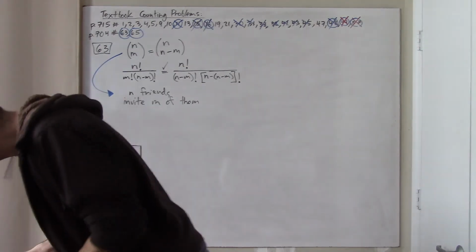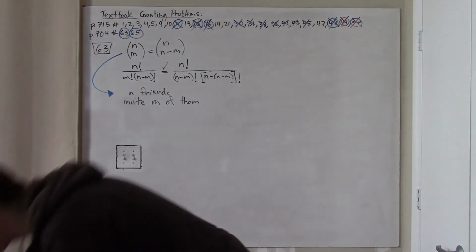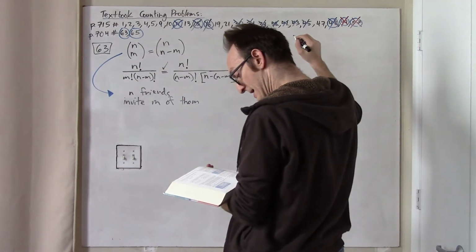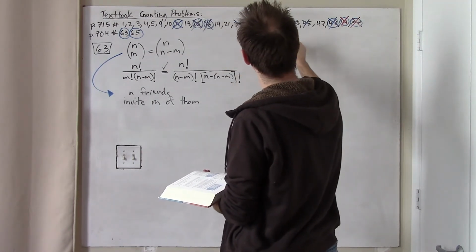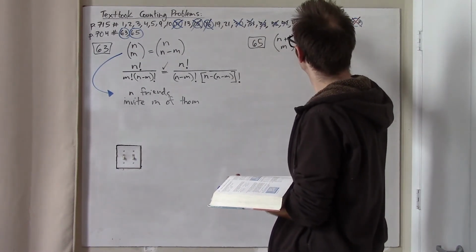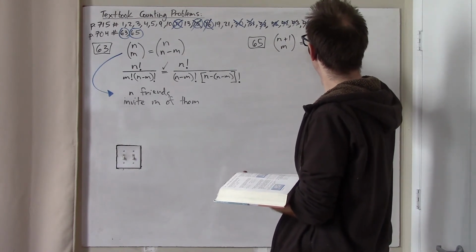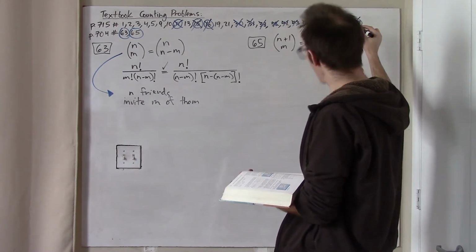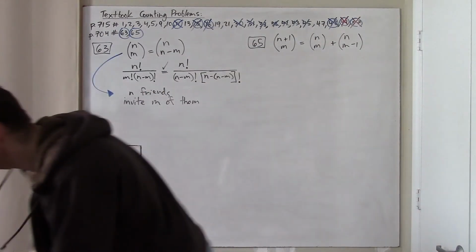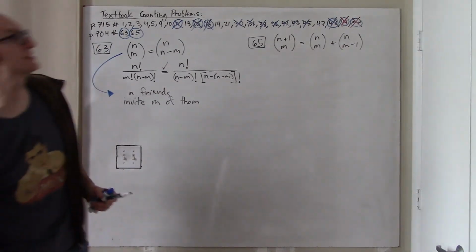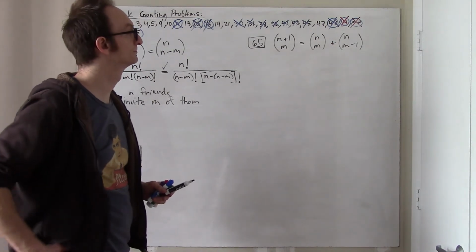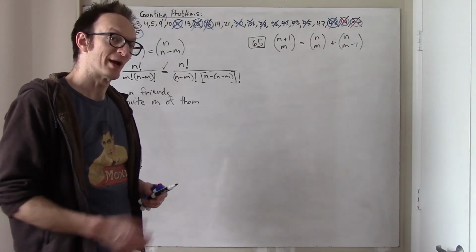Okay, this becomes relevant in the next problem, because the next problem expresses, this is number 65, and this is the last thing we'll do. This is n plus 1 choose m equals n choose m plus n choose m minus 1. Okay, this is a very interesting and very important combinatorial identity. And we're going to prove it right now.